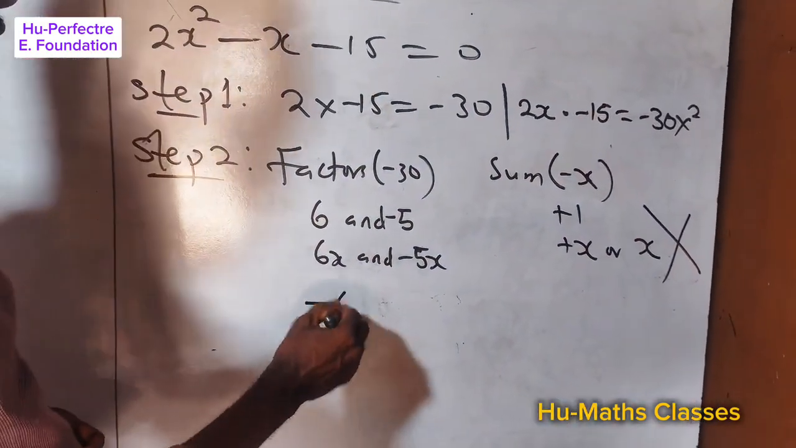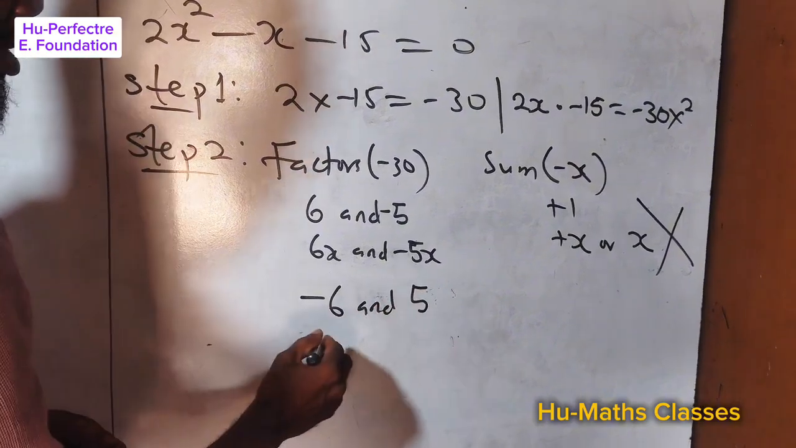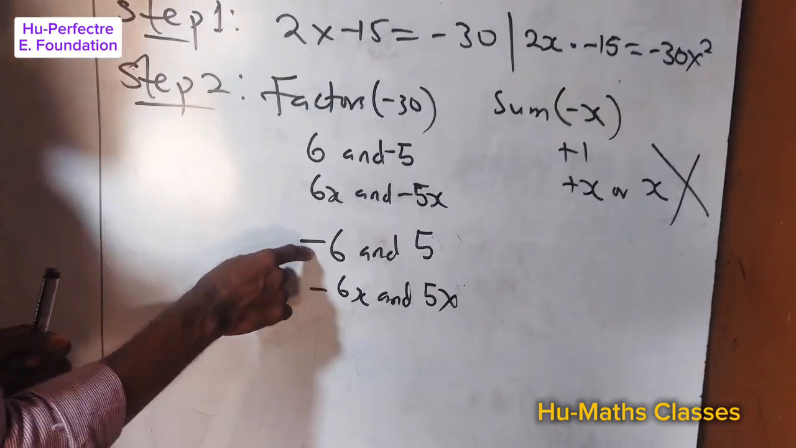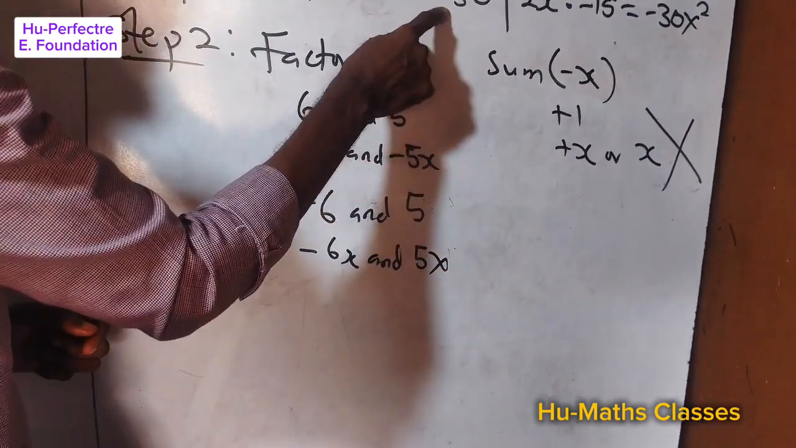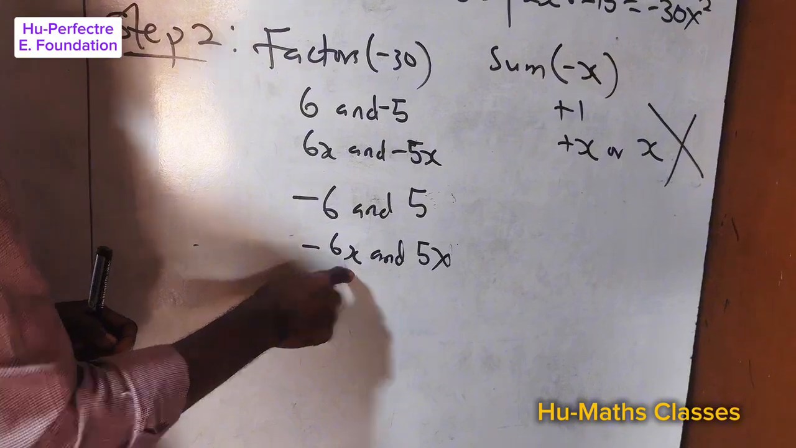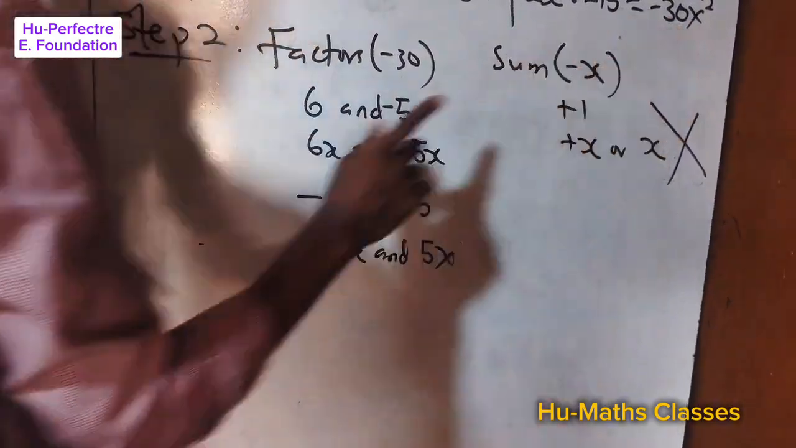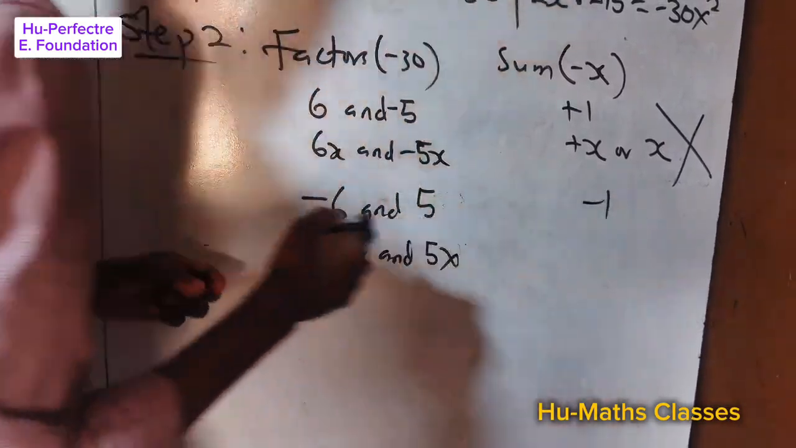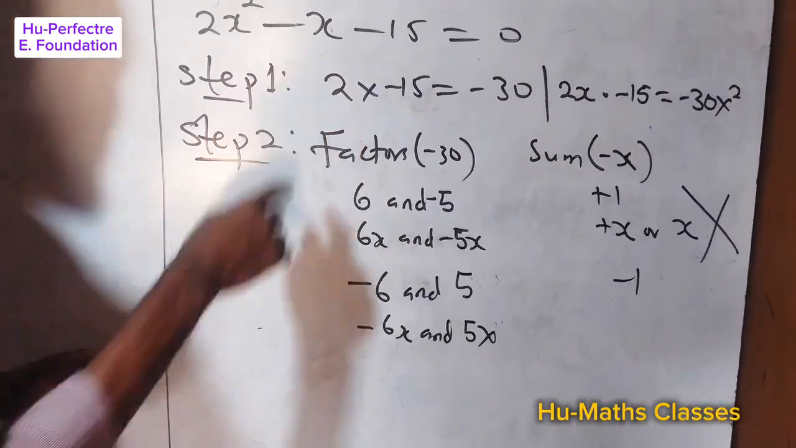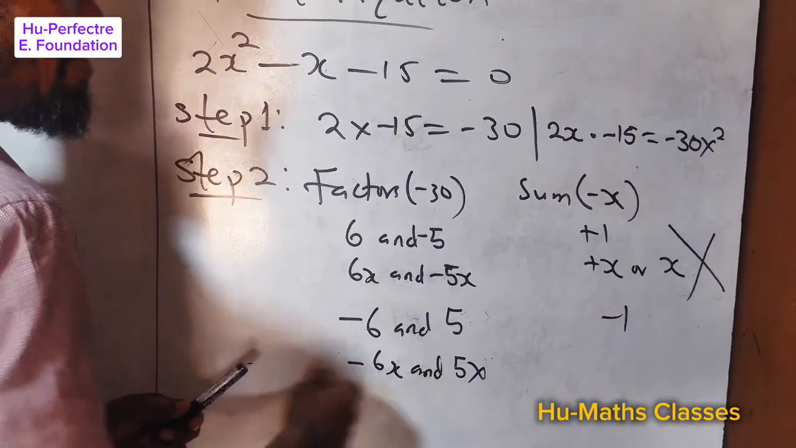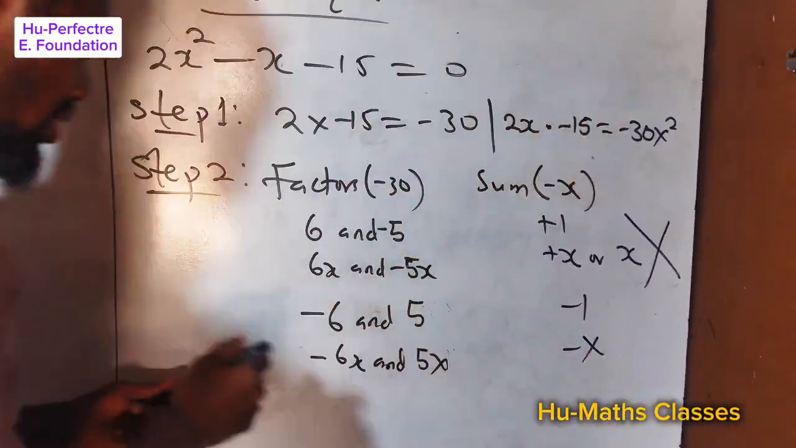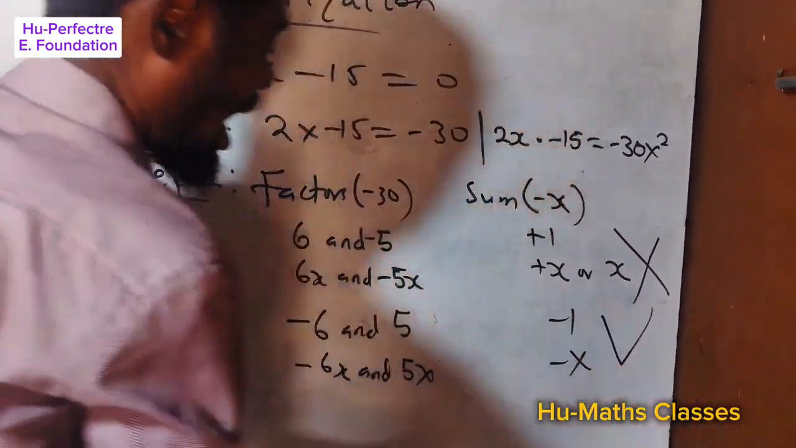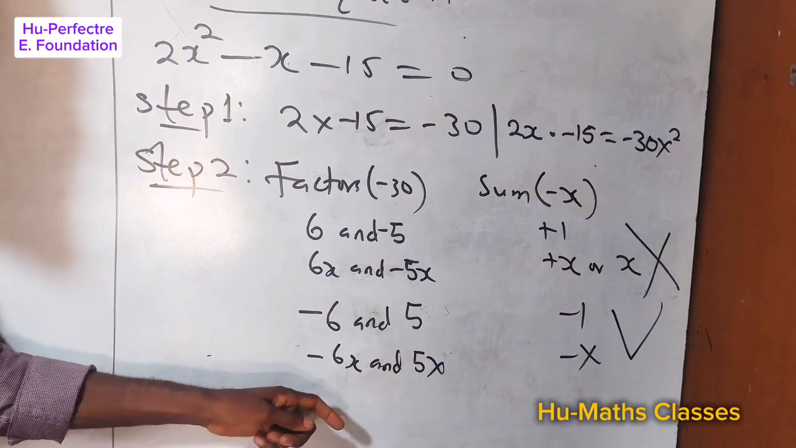Let's try minus 6 and 5. Minus 6x and 5x. If you multiply minus 6 and 5, you have minus 30. If you multiply minus 6x and 5x, you have minus 30x. Let's add them together. Minus 6 plus 5 will give us minus 1, which is the same as the coefficient of the second variable. Minus 6x plus 5x will give us minus x, which is the same as the second variable. So these factors are actually correct. So we'll be using minus 6x and 5x.